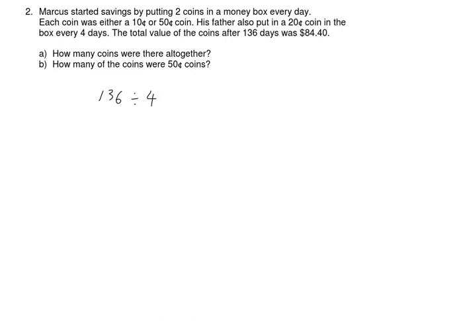coins. So you need to know how many sets of 4 days are there. So 136 divided by 4 will be 34. So this is the number of coins that the father put in. And then we need to take into consideration that Marcus put in 2 coins every day. So 2 times 136 days plus 34. This part will be contributed by Marcus. This part by the father. So how many coins altogether? 306.